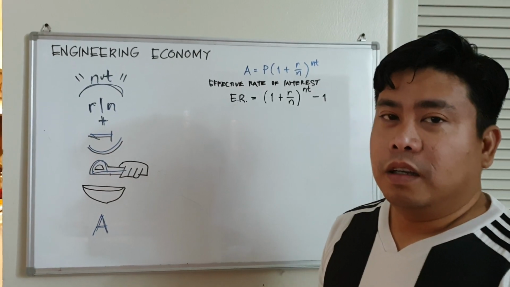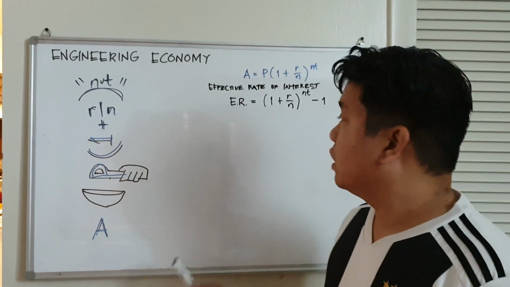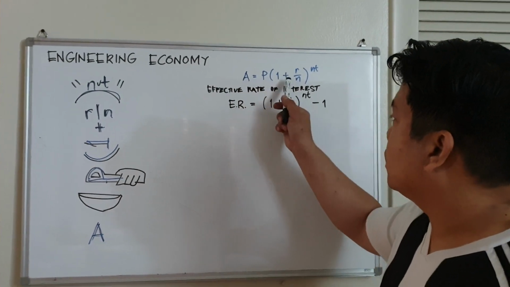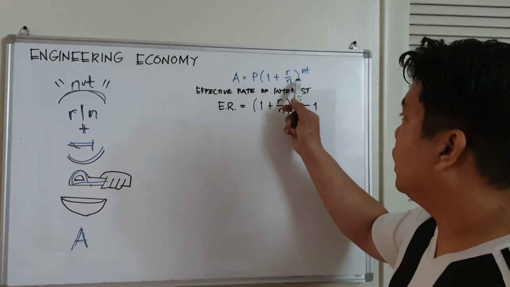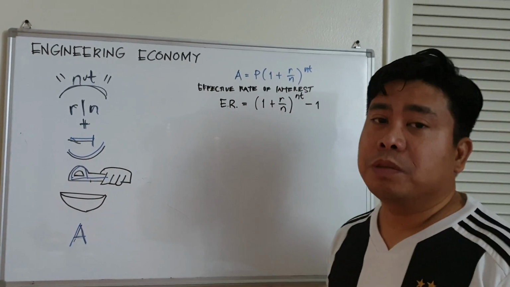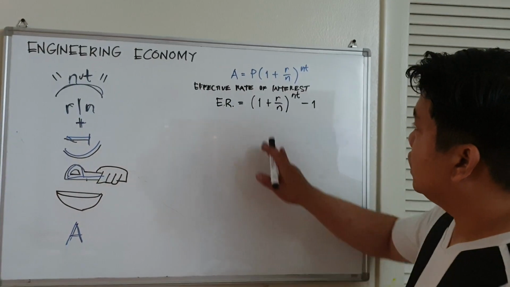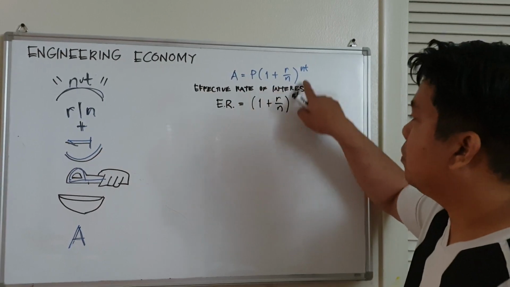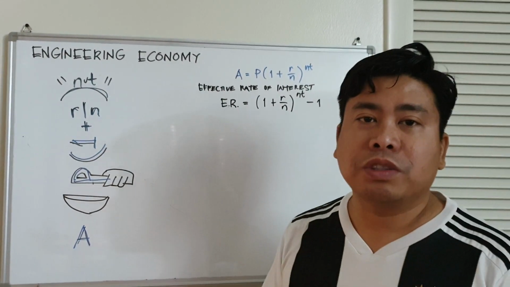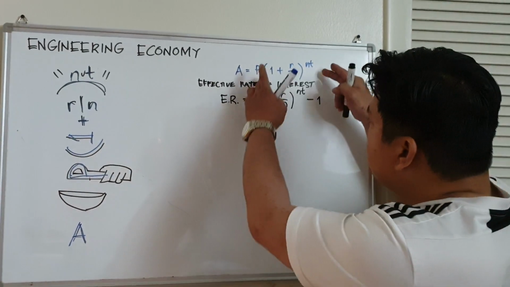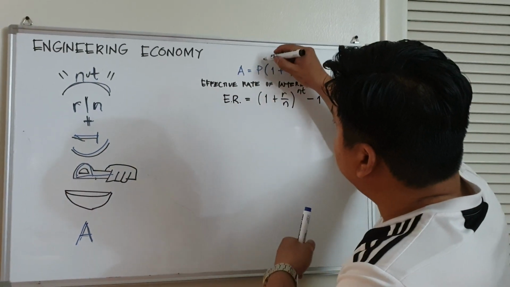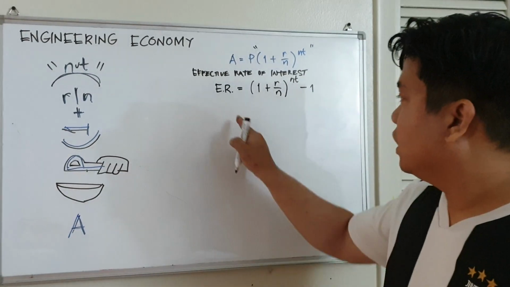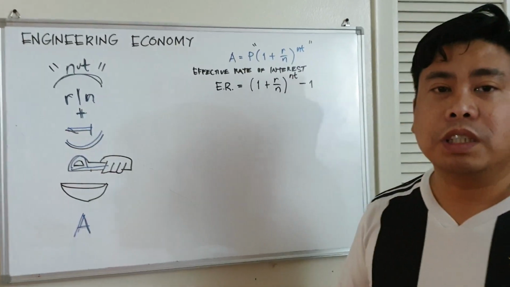And the third formula that you can derive from this image, you remember this, A is equal to P, open and close parenthesis, 1 plus R over N raised to NT, is the effective rate of interest formula. All you need to do is imagine this term minus 1. The same term minus 1. So when the problem asks you about the effective rate of interest, you just need to remember this term here minus 1. So this is the formula for effective rate of interest.